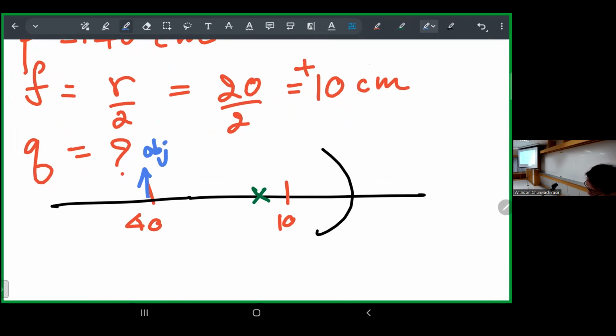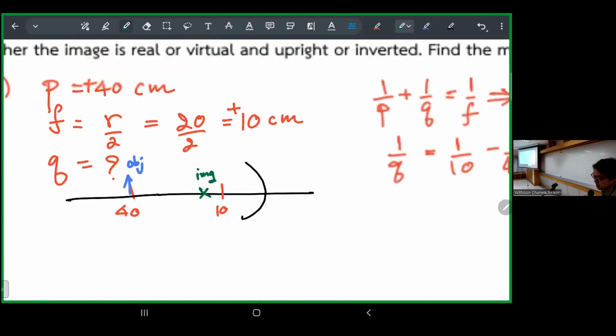Okay, the focal point is at 10. Your image is right there. There you go. And it's positive. So that means your image is still in the front of the mirror. You guys with me now? Right? Anything that's gonna be real must be in front of the mirror because light can never go behind the mirror. Mirror reflects everything. So that's what it is.